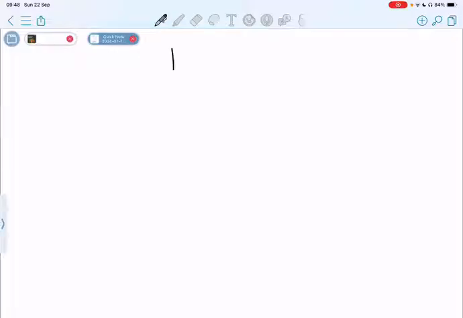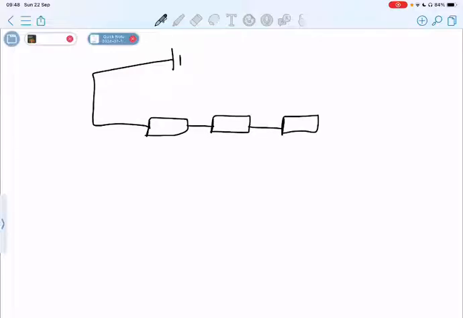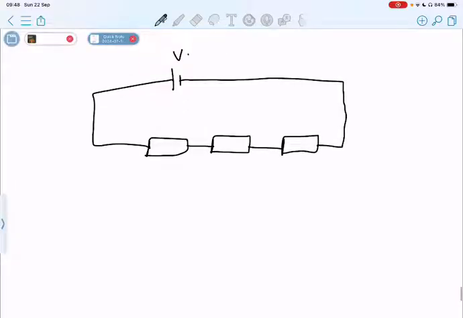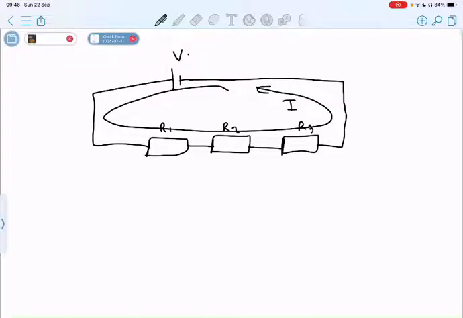Let's look at, we're drawing this again, okay? We have a circuit in series. Yes, the battery will have a PD of V. The resistance of the resistors will be R1, R2, and R3. Now, the current flowing through each of these resistors will be the same because it is one closed loop. So the current flowing will be the same.